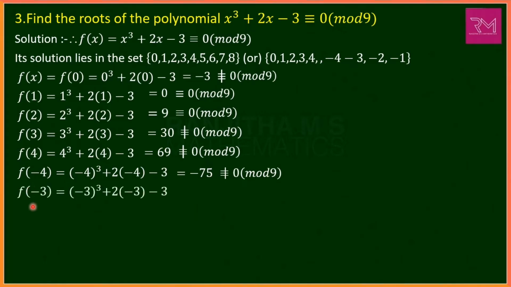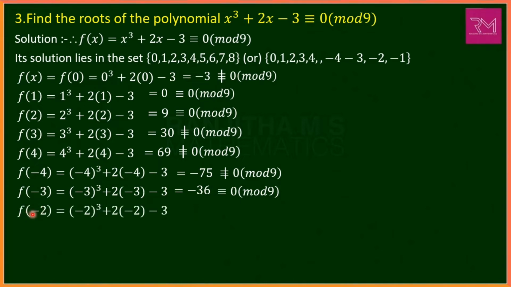In a similar way, we check for minus 3, or we substitute for 6. If we substitute minus 3, we get minus 3 whole cube plus 2 into minus 3 minus 3, which gives the value minus 36. Minus 36 is congruent to 0 mod 9, because 9 divides 36, which satisfies. Obviously 9 divides minus 36 also satisfies. So x equal to minus 3 is also a root.